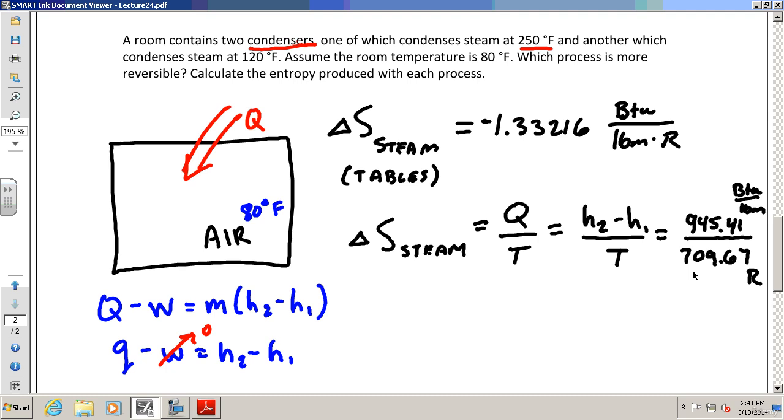If you do the calculation, and by the way, H2 minus H1 should really be negative because it goes down. The heat transfers out. This thing condenses, it loses heat. So that really should be negative. So you get the same number. If you check it, you get the exact same number, which is kind of interesting. It's not different units.